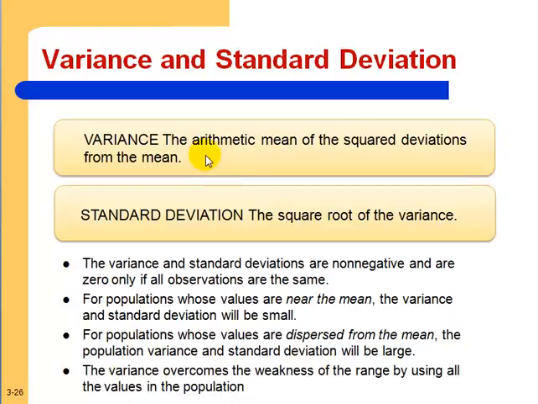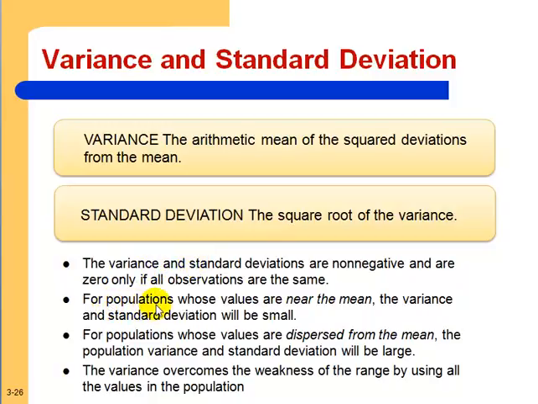Variance is the arithmetic mean of the squared deviations from the mean. Standard deviation is the square root of the variance. Both variance and standard deviation are non-negative and are zero only if our observations are all the same. Why? Because variance and standard deviation just check the deviation from the mean. If they are all the same, it means the mean is actually the value, so there is no deviation and the result is zero.